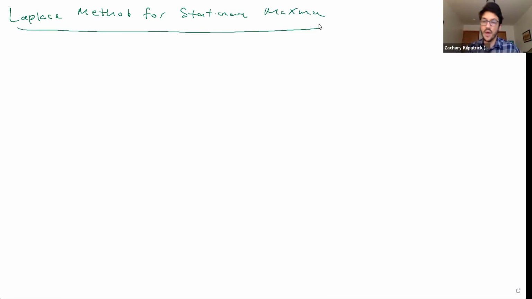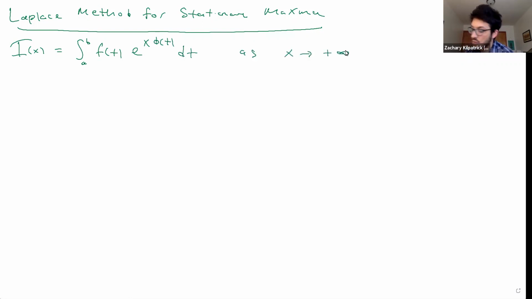On Friday, we talked about Watson's lemma, which is a specific case that allows us to handle Laplace type integrals. But in general, we may have some integral of the following form, where we have some asymptotically large parameter x, and the variable of integration here, we have some non-trivial function phi of t in the exponential here. And as suggested by the title stationary maxima, we have some max of that particular function.